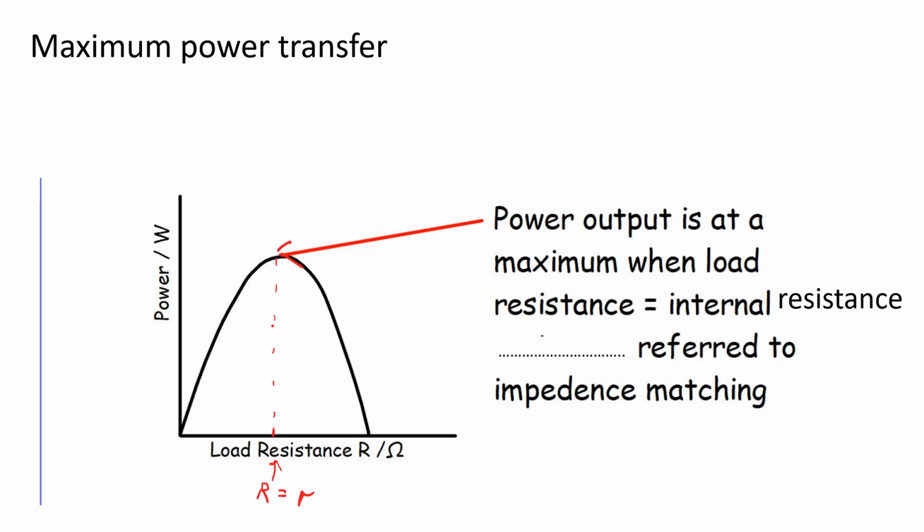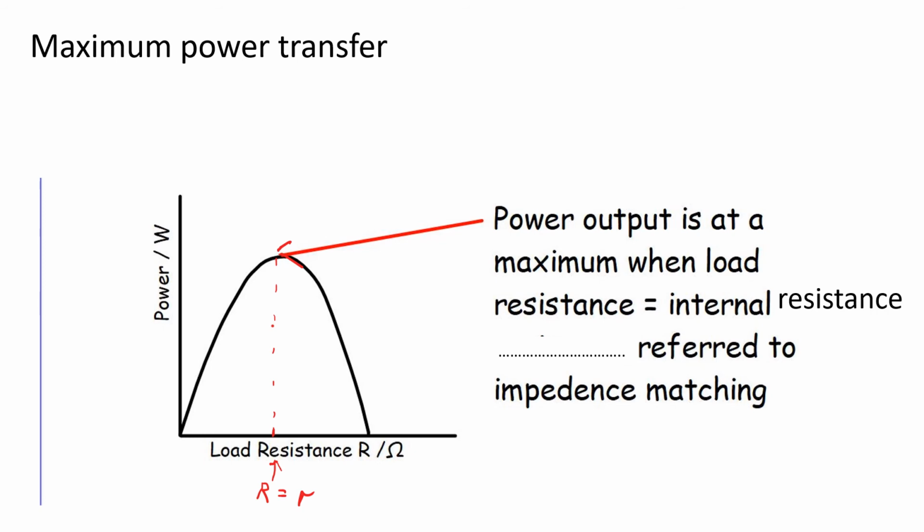So you can see from the graph we've got power on the y and load resistance on the x. As load resistance is increased from 0, the power transfer increases from 0 to a maximum, and that maximum is where the load resistance is equal to the internal resistance of the cell. And then beyond that, as load resistance increases, the power decreases back down to 0.